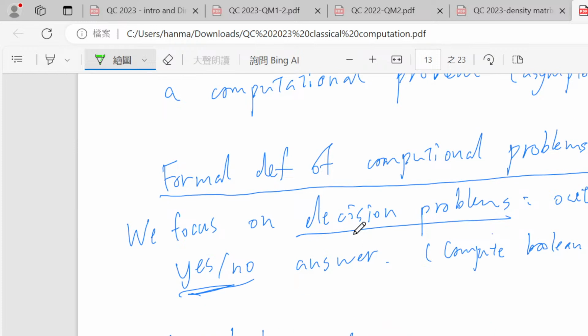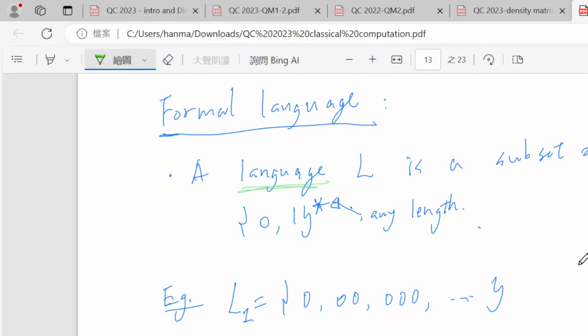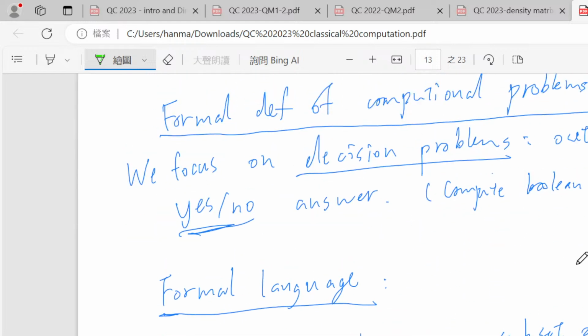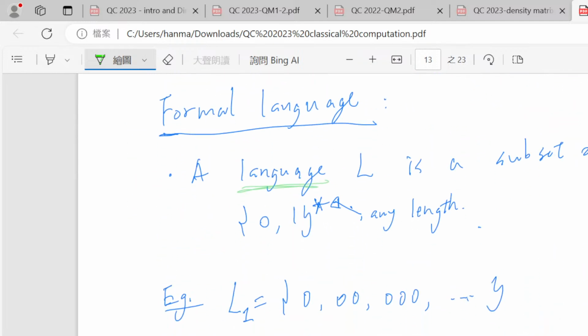And we focus on decision problems here. A decision problem really corresponds to a Boolean function. A decision problem means that we want a yes/no answer. Yes and no are 0 and 1, so that's a Boolean function. And so the problem is described this way: we describe a problem as a formal language.